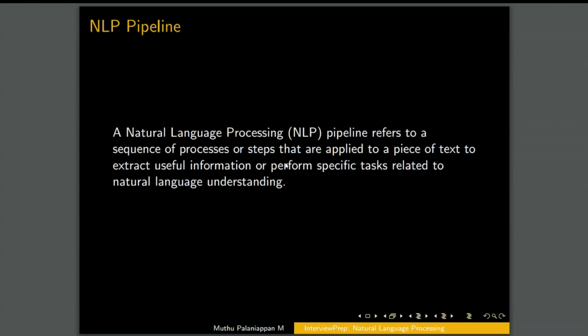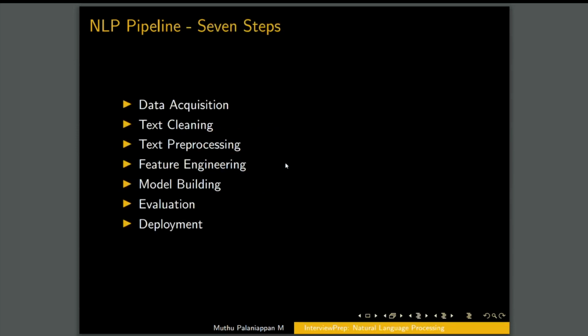So we have a 7-step process in the NLP pipeline. First one is data gathering. Next one is text cleaning, and another one is text pre-processing. Fourth one is feature engineering. Fifth one is model building, sixth one is model evaluation, and seventh one is deployment. We will see in detail what each and every step actually means. Okay, so first one is data gathering.